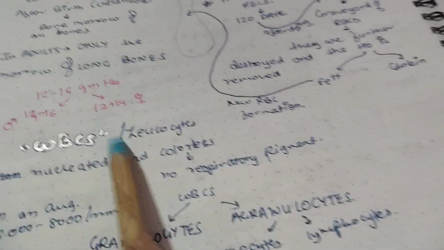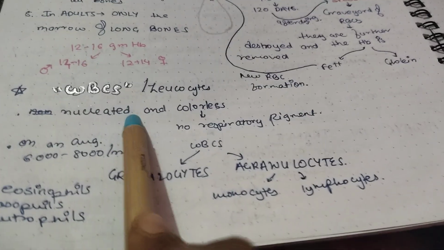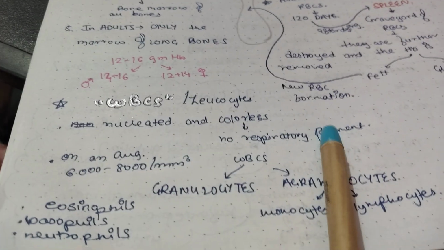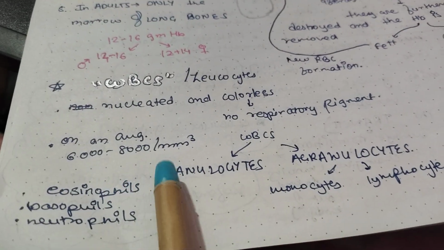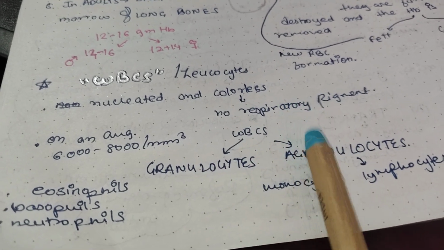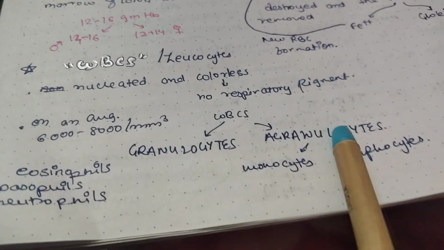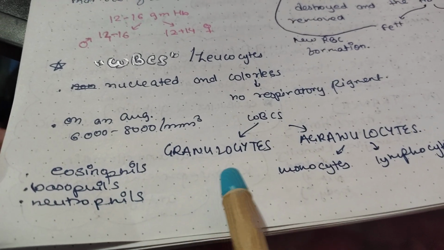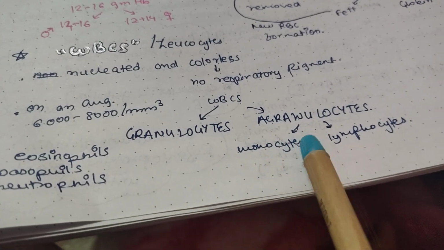Then WBCs, also called leukocytes, they are nucleated and colorless because they don't have any respiratory pigment. On an average, 6,000 to 8,000 per cubic millimeter. WBCs can be of two types, granulocytes and agranulocytes. Eosinophils, basophils, and neutrophils are granulocytes. Monocytes and lymphocytes are agranulocytes.